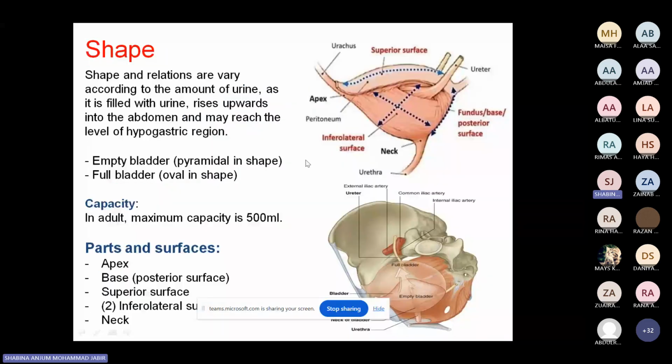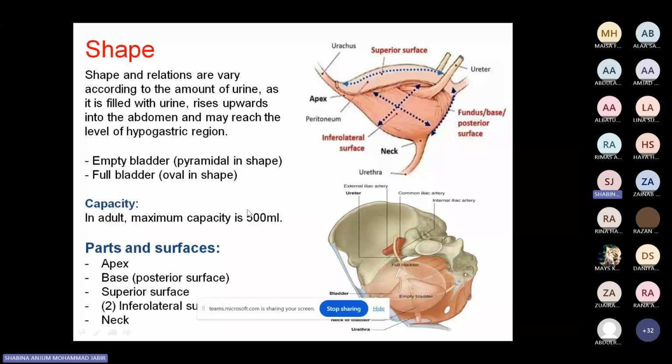What is the shape? As we know, it is like a balloon. According to the amount of urine, its shape and relations may vary. When it is filled with urine, it may reach even the abdominal region, the hypogastric region. If it is an empty bladder, you will consider it pyramidal in shape, like this. If it is full like a balloon, it will become oval in shape. Its capacity is around 500 ml, and it may vary from person to person.